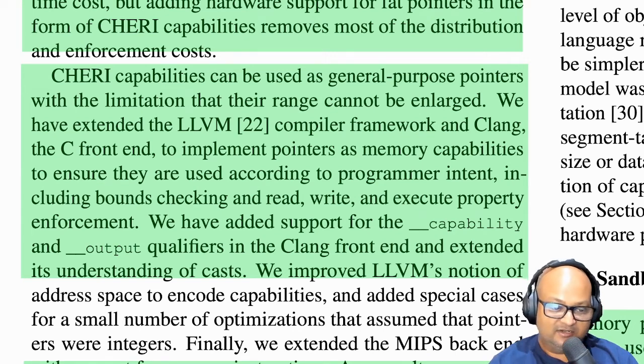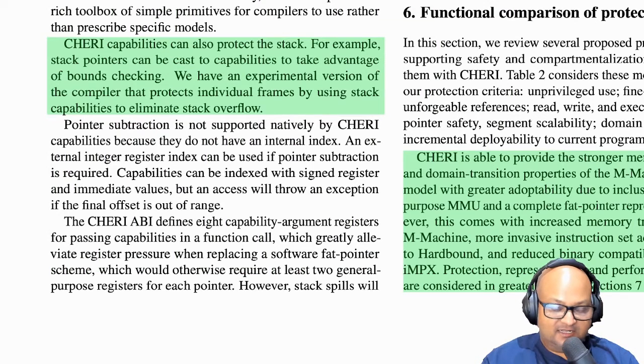This would completely do away with an entire class of buffer overrun and stack smashing attacks. In fact, the authors have implemented this by changing the LLVM compiler stack to implement C pointers as memory capabilities. Of course, the stack itself is also just another range of memory, so you can use capabilities to protect the stack and ensure that stack smashing attacks cannot work anymore. If you're wondering how stack smashing attacks work, I have a very old video on this channel that explains that with a very simple example, and I'll link to that in the description.